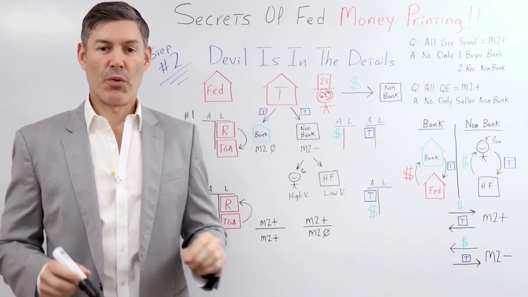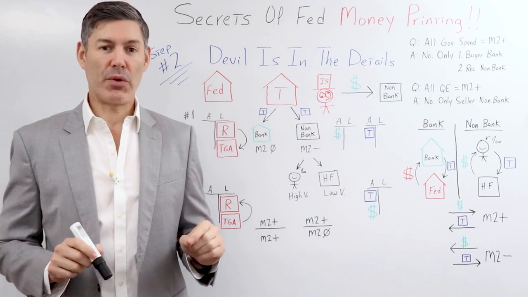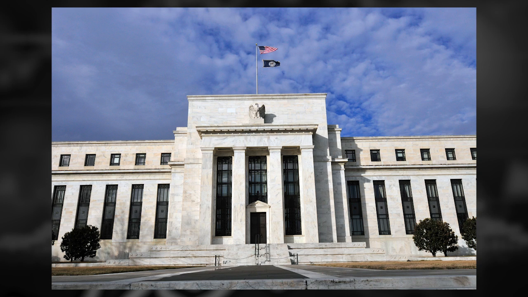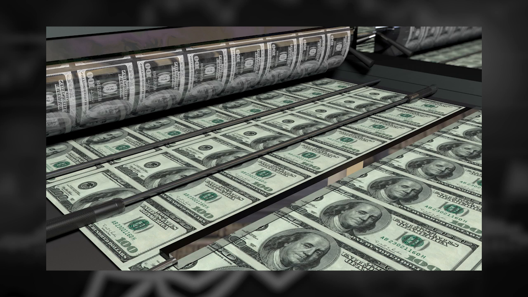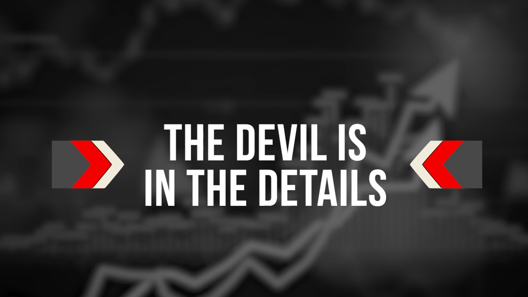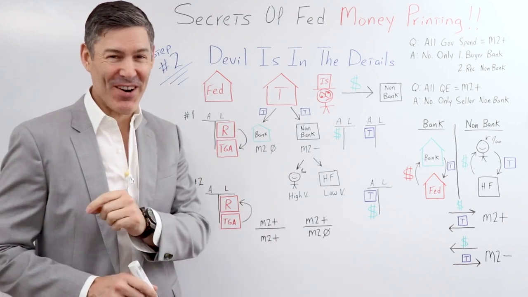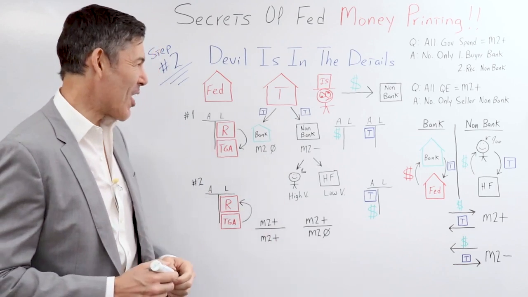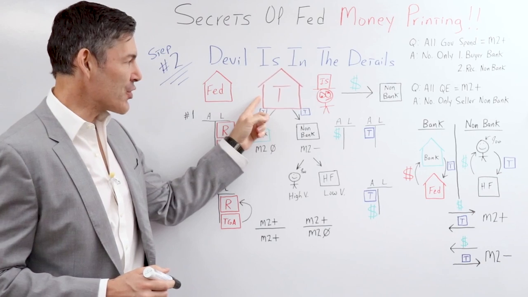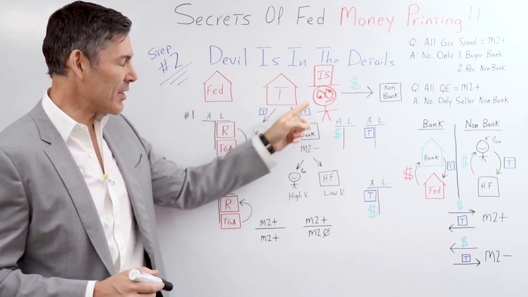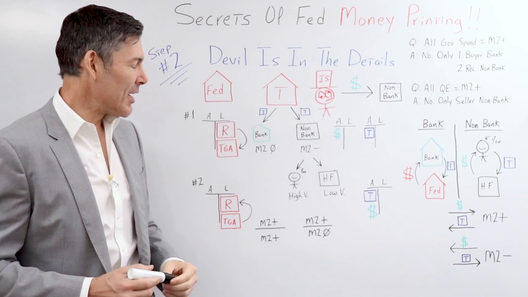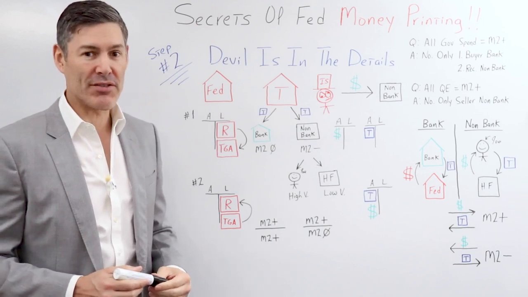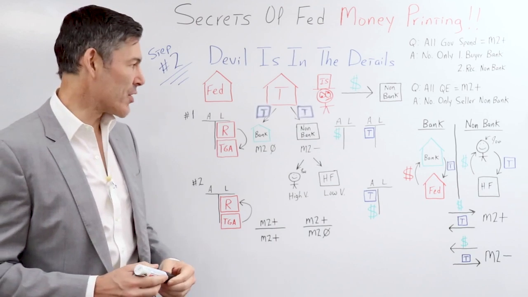Step number 2, when you're trying to figure out how the government and the Fed impact money printing, the devil is in the details. We're going to go over those details right now. We're going to start with the Treasury, the federal government. Your drunk, insolvent Uncle Sam, he needs to spend money, so he's going to issue treasuries.